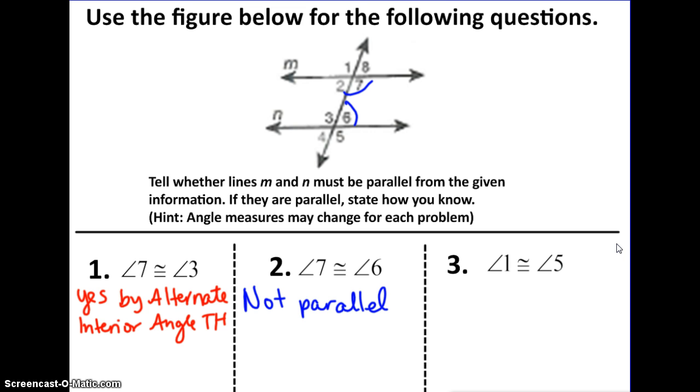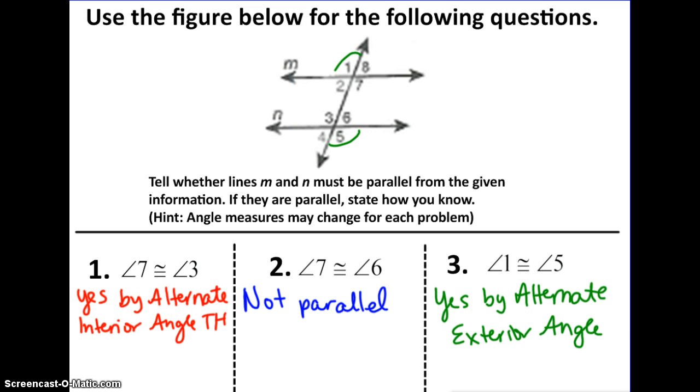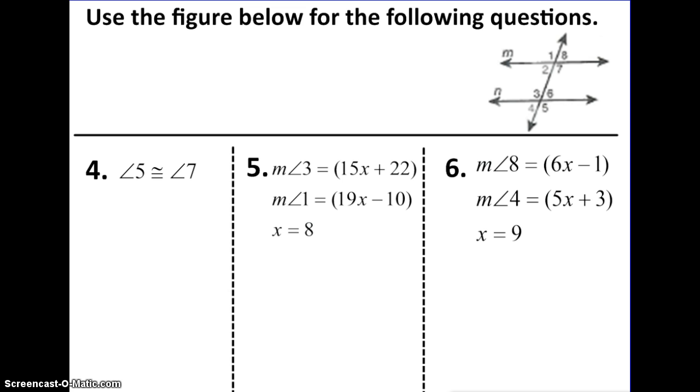And then number 3, it says angle 1 and angle 5. Those would be alternate exterior angles. So we can say yes by the alternate exterior angle theorem. Alright, so a few more examples. I want you to give these three a try, numbers 4, 5, and 6. Pause, and then we'll talk about it.